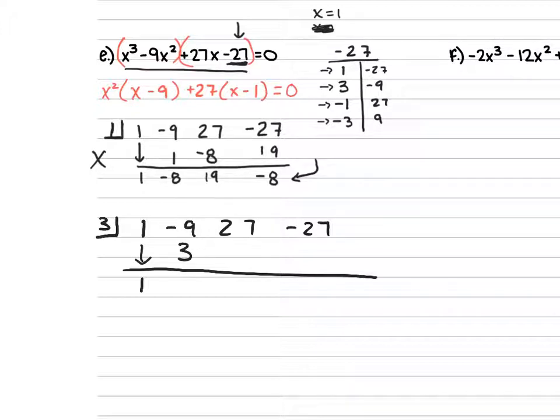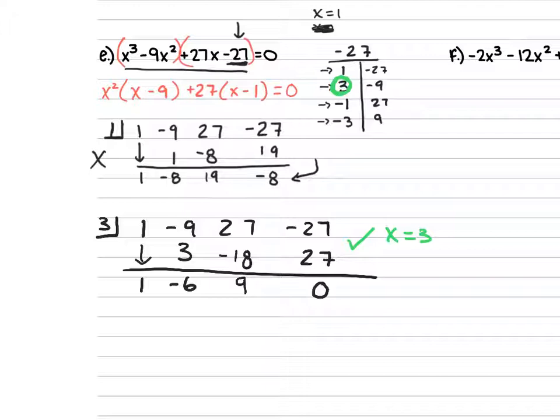Negative 9 plus 3? Negative 6. 3 times negative 6. Negative 18. Sorry, that ends up as being positive 9. 3 times 9? 27. Negative 27 plus 27? 0. Which means that 3 is definitely a factor. X equals 3 is one of our answers right there. So x equals 3 is definitely one of our answers.